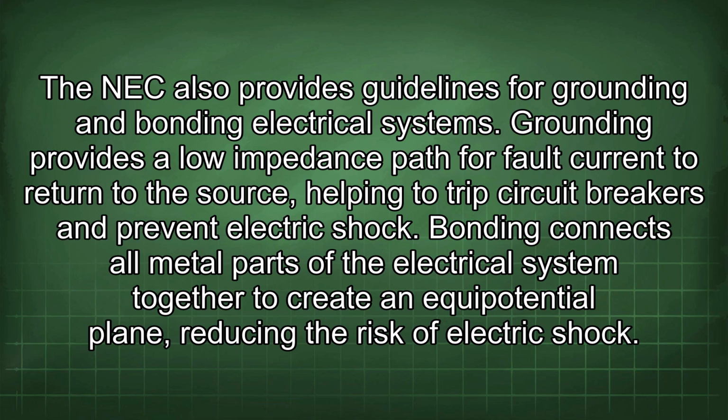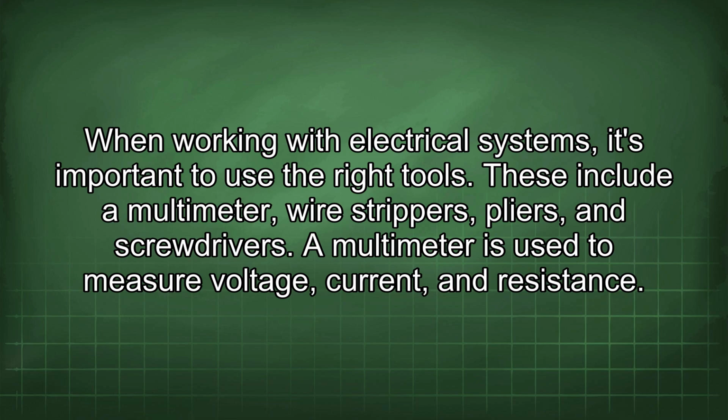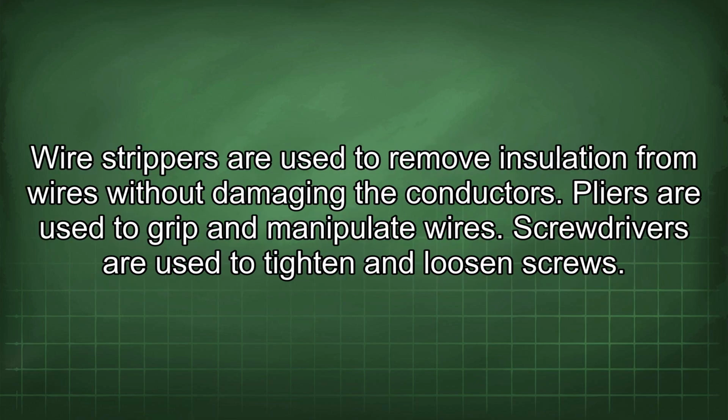When working with electrical systems, it's important to use the right tools. These include a multimeter, wire strippers, pliers, and screwdrivers. A multimeter is used to measure voltage, current, and resistance. Wire strippers are used to remove insulation from wires without damaging the conductors. Pliers are used to grip and manipulate wires. Screwdrivers are used to tighten and loosen screws.